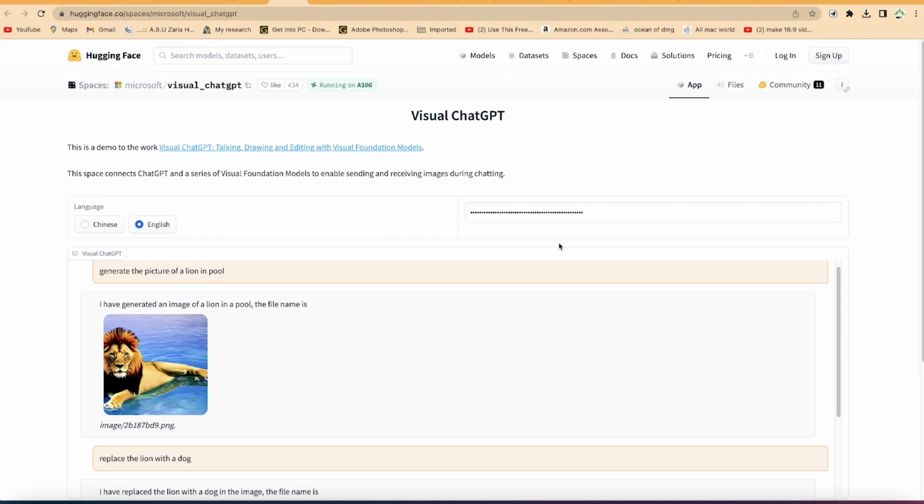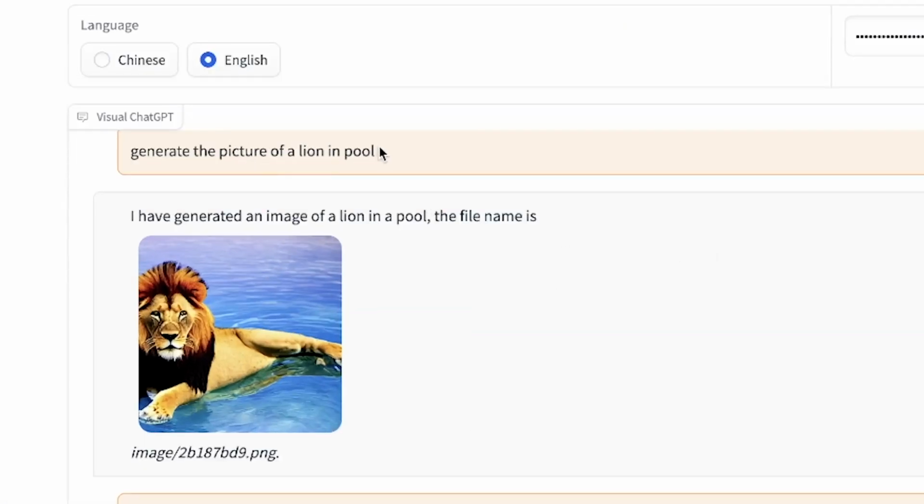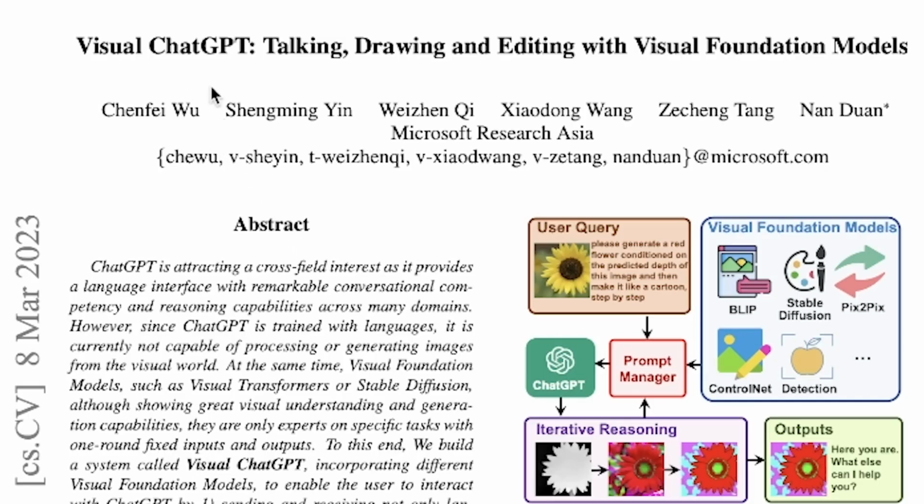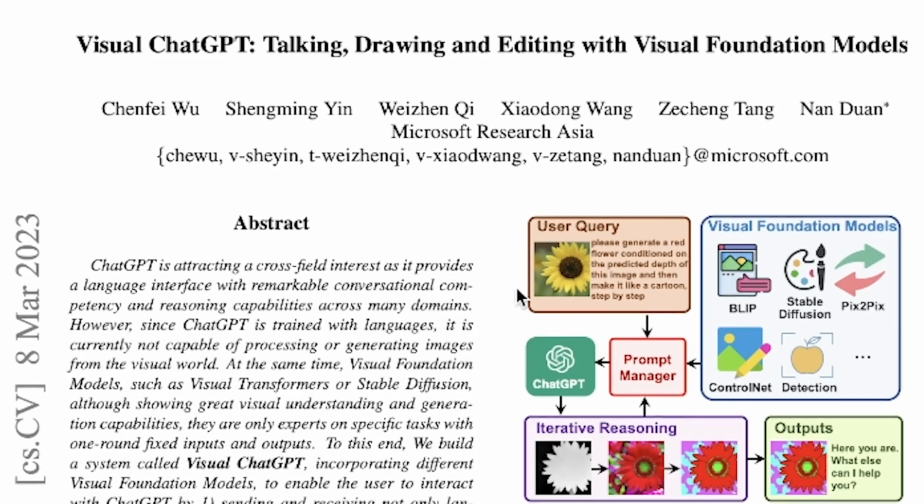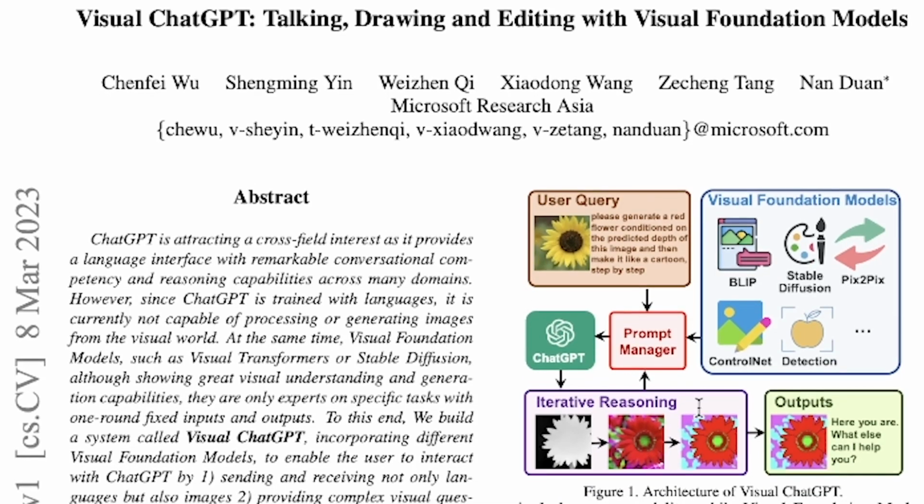At the moment it is at the experimental stage, but it is really changing the narrative as regards the involvement of images and visualization in ChatGPT. This is a paper I read recently, Visual ChatGPT: Talking, Drawing, and Editing with Visual Foundation Models. It's a very interesting paper, and you could take a look at the architecture of Visual ChatGPT. Everything is summarized here, from the user query to the visual foundation models used, including BLIP, Stable Diffusion, and Pix2Pix, connecting everything to the prompt manager, to ChatGPT, and then down to iterative reasoning, and then the series of outputs.